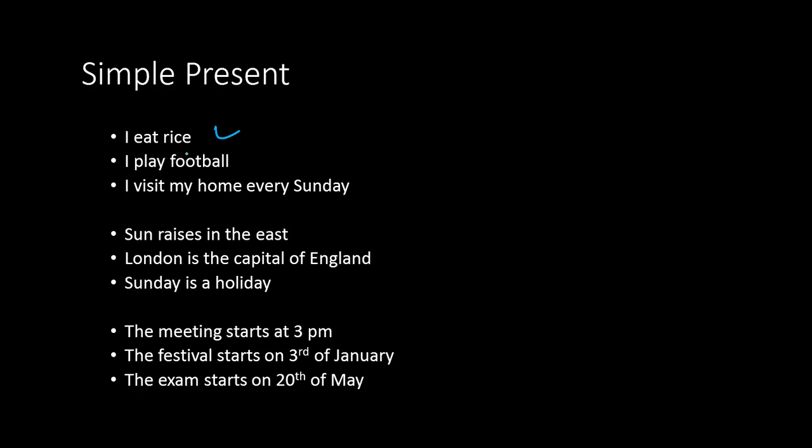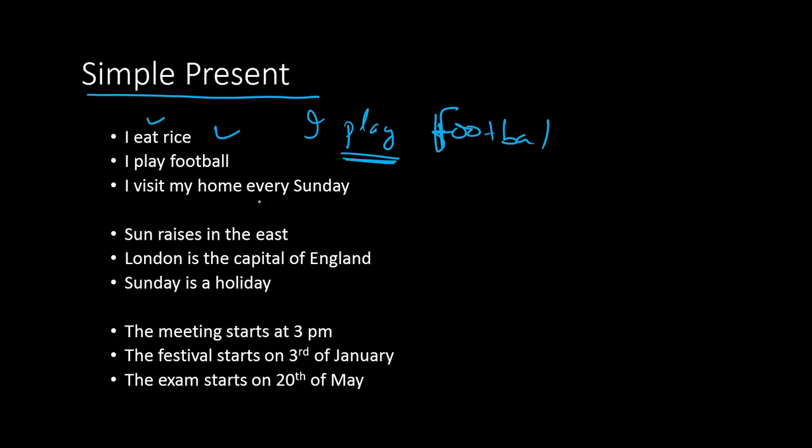So what is the simple present form? You simply use the first form of the verb. I eat rice. I play football. Okay, so I play. So play is the first form of the verb, and that's used in the simple present. Okay, I visit my home every Sunday. Right, it's something that you do on a regular basis. That's why you use the simple present form to write or even to speak. So we use the first form of the verb. That's something we need to remember.